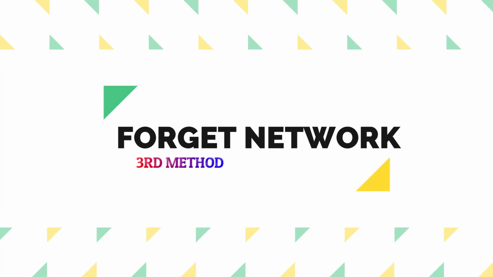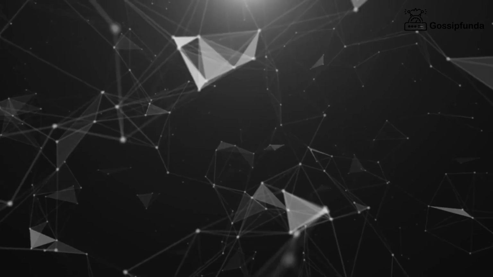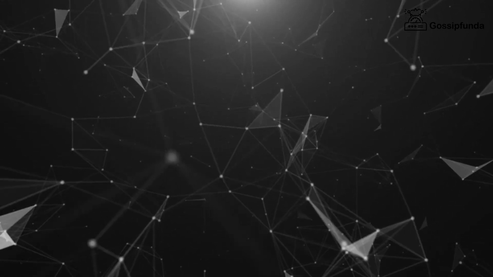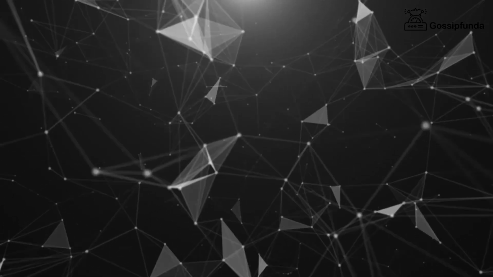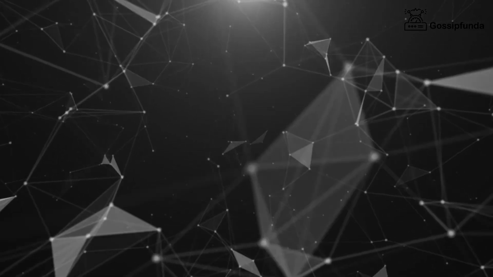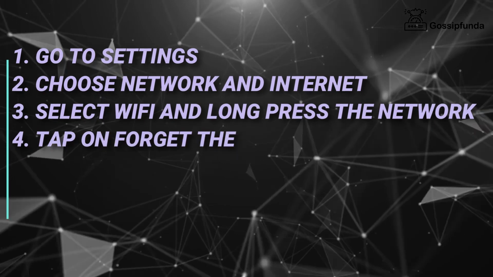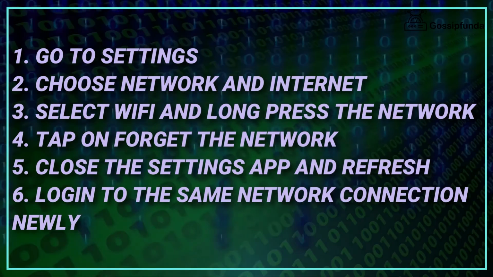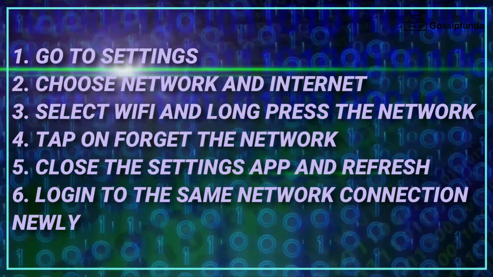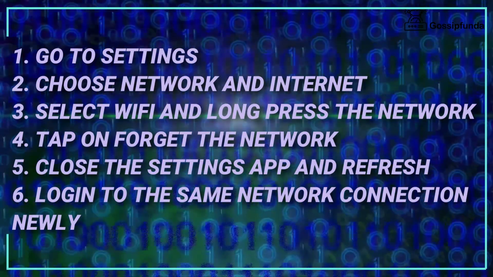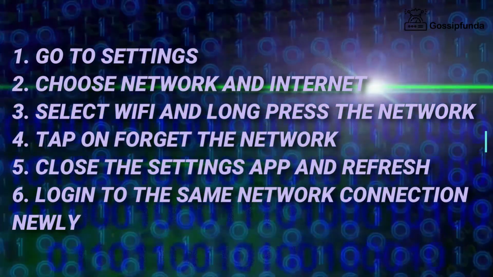Forget network. When your mobile malfunctions, you restart it to see an energetic effect. In the same way, removing the pre-installed network and adding a new one can gain the IP address from the source. For this, go to settings, choose network and internet, select Wi-Fi and long press the network you want to get connected. Tap on forget network, close the app settings and refresh the device. Log in to the same network connection newly.